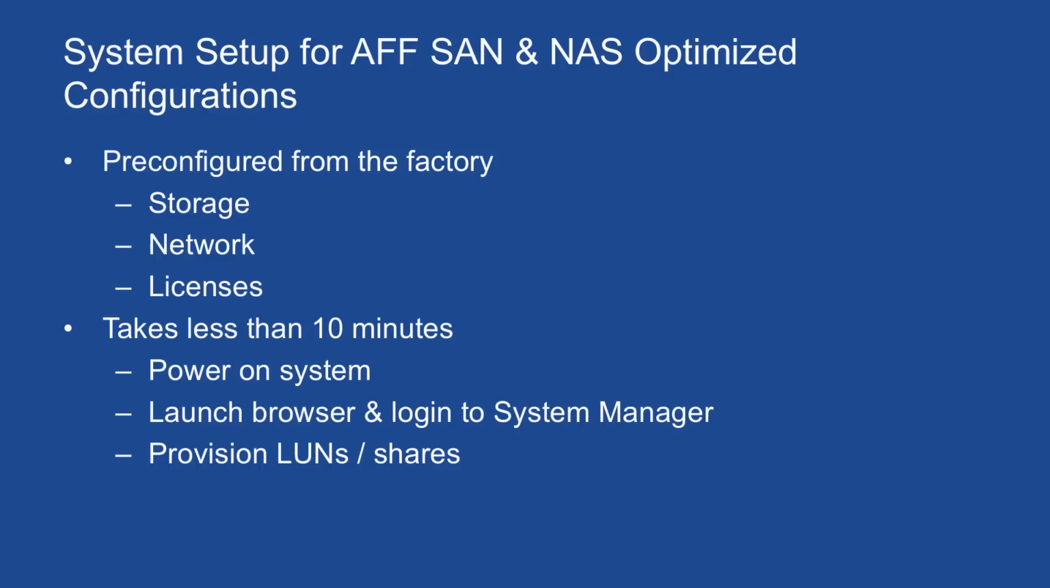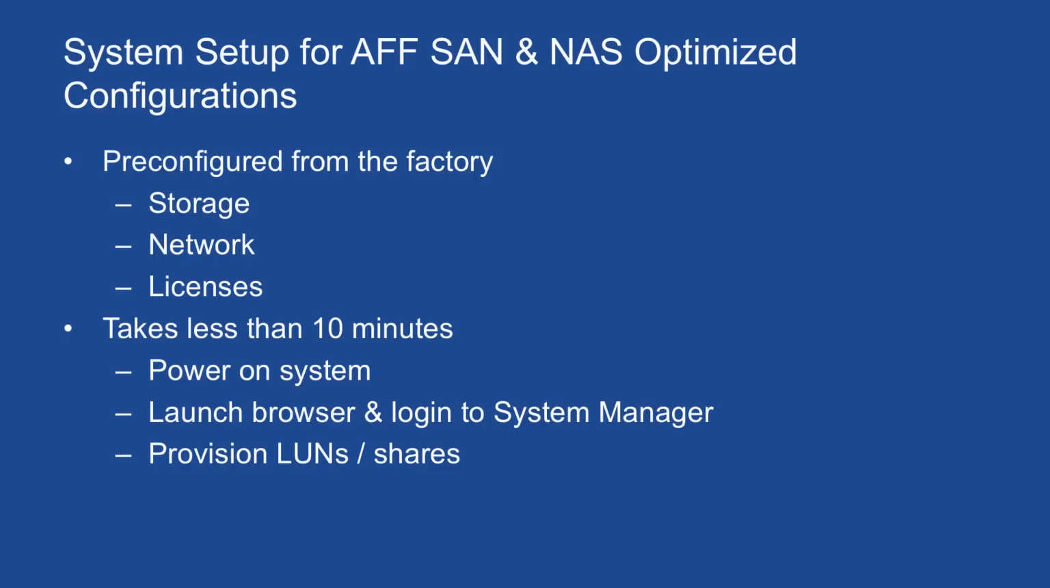This rapid setup is possible when an AFF system is ordered in a SAN or NAS optimized configuration. An optimized configuration comes from the factory ready for the customer to start consuming storage. All of the storage and networking configurations, including the licenses, are configured before it ships.